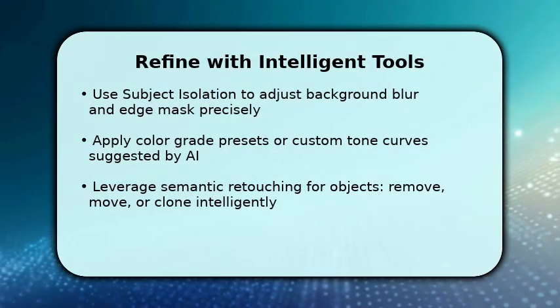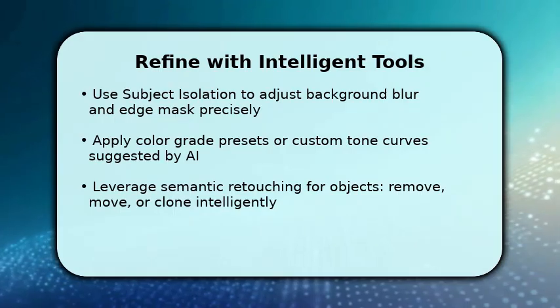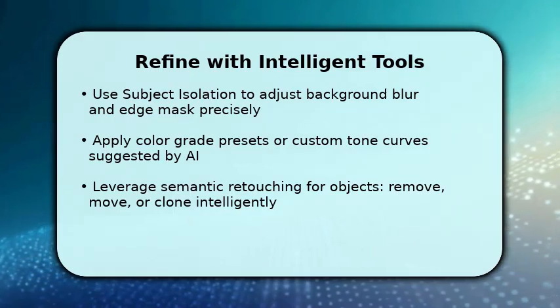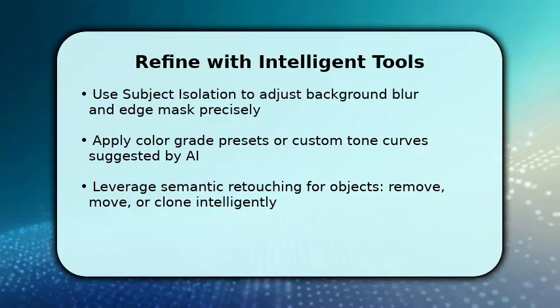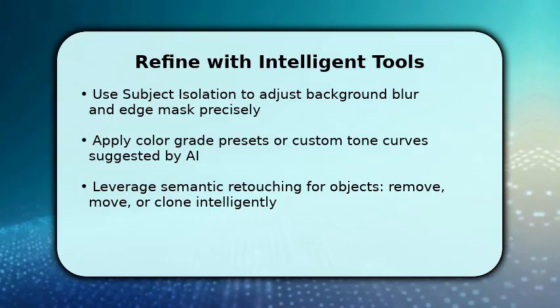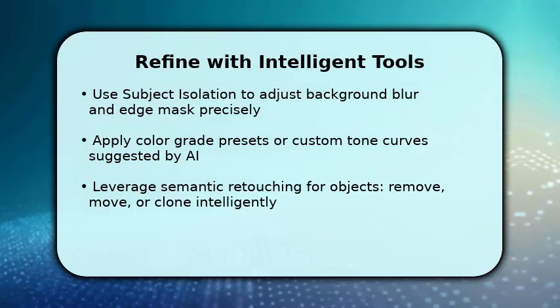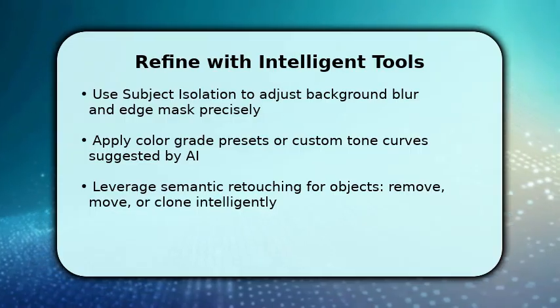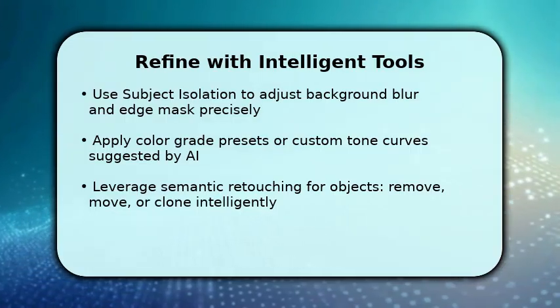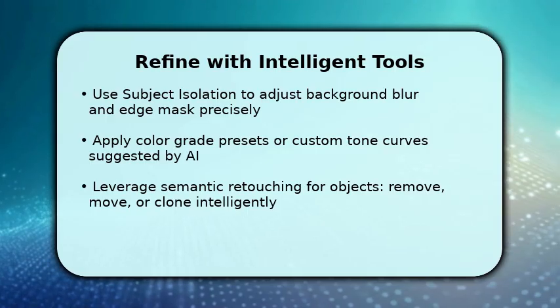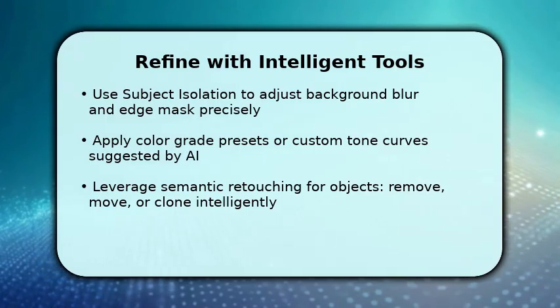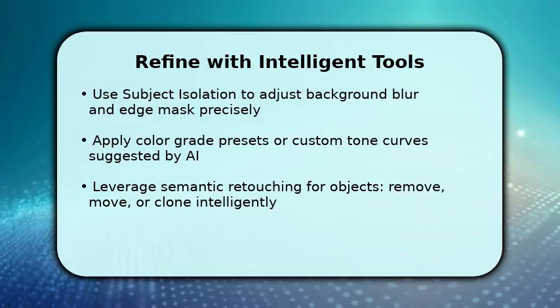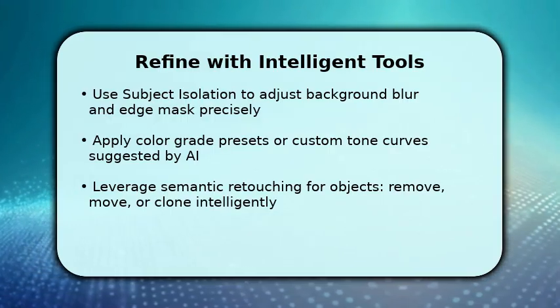Now you refine. Use subject isolation to adjust background blur and check the edge mask. Apple Intelligence predicts subject edges, but you must nudge the mask for accuracy. Next, apply the AI's color grade presets or open tone curves to accept suggested curve points and fine-tune contrast and midtones. Then use semantic retouching to remove or reposition objects.